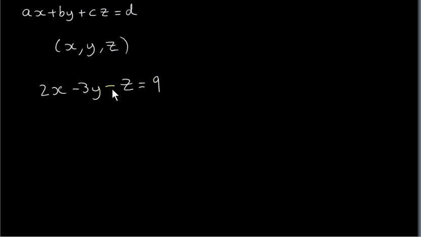So here is an example of a linear equation in three unknowns. Here is a triple of numbers that satisfies this equation. If we plug 1 in for x, 0 in for y, and minus 7 in for z, we'll end up getting 2 minus 0 plus 7 equals 9.